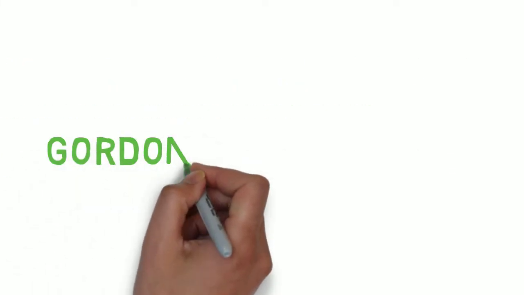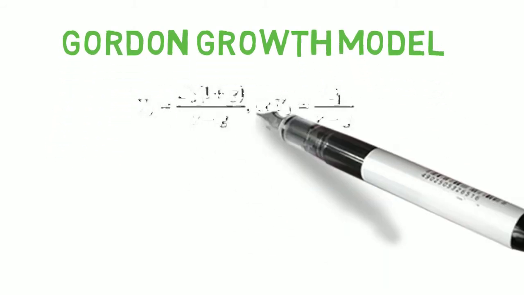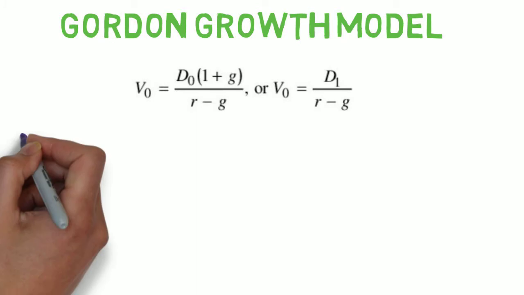The Gordon growth model is one of the most widely recognized models in the field of security analysis and is given by the following equation. Here R is the expected rate of return on equity and G is the expected long-term growth rate in dividends. To illustrate the calculation, let's look at an example.